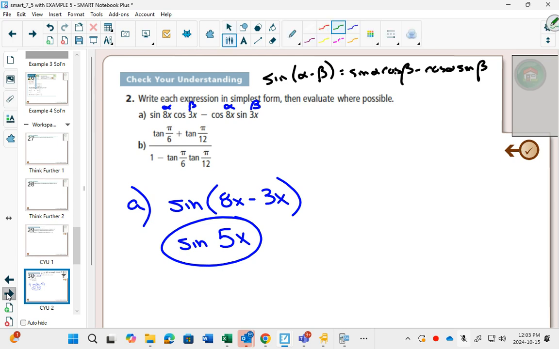Let me explain it again. I notice this part here is in the form of that formula on our formula sheet, so I put a little alpha and a little beta above. I can then rewrite it as the left-hand side of the formula, which is purple there. That's sine of alpha minus beta. Alpha was the 8x, beta was the 3x. And those are just like terms, so I simplified it to be 5x.